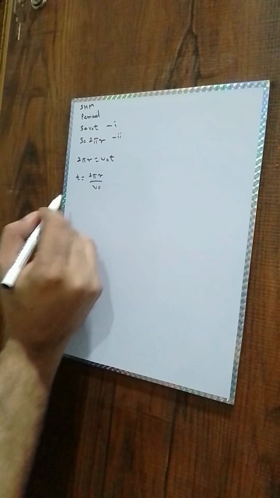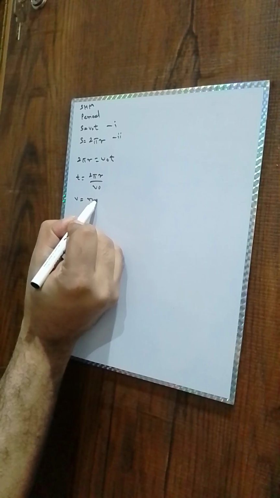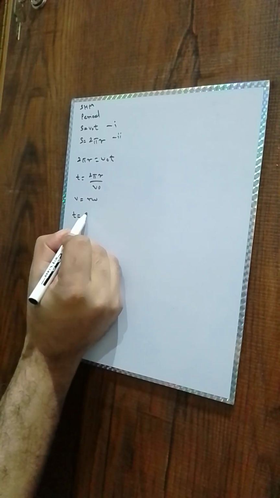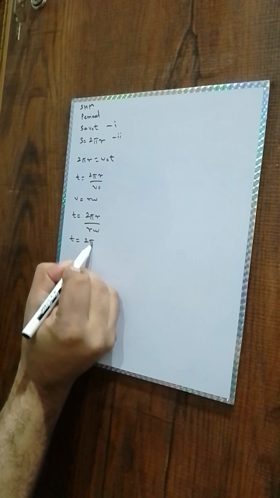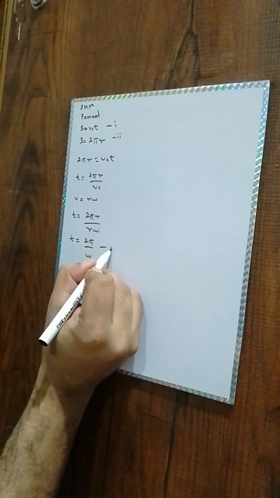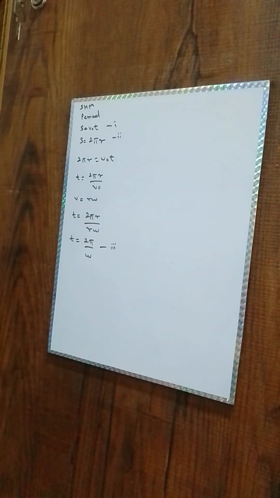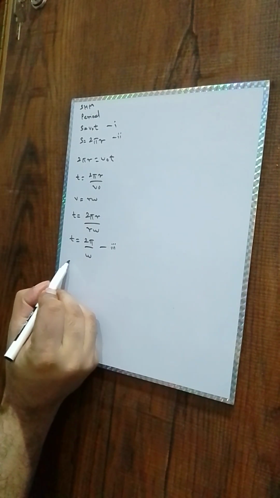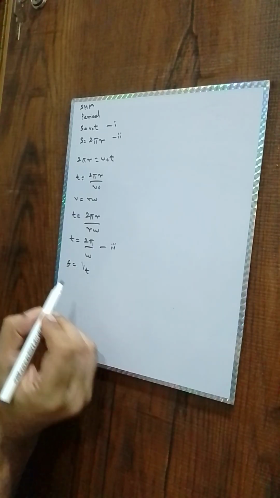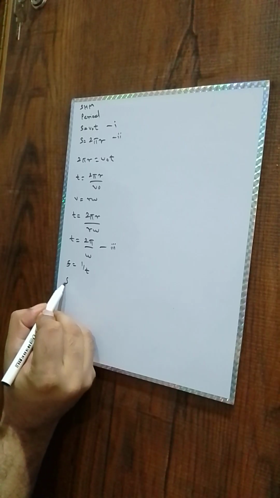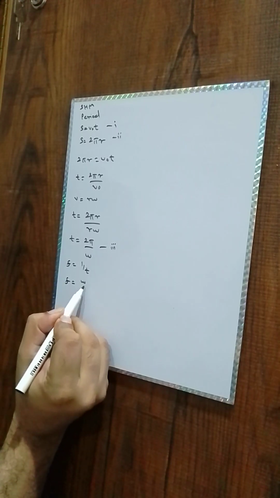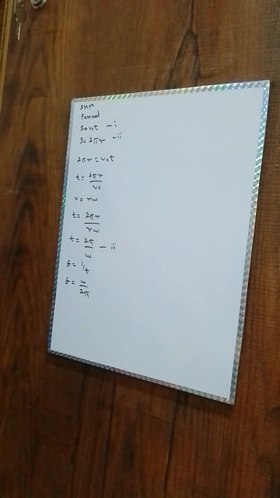Okay, so wait, V is our omega, which is denoted by a V naught here. So T would be 2 pi r by r omega. So T would become 2 pi by omega. So this is the time period, and for frequency we will take the reciprocal. F is equal to 1 by T. So F is equal to omega by 2 pi. So this also is significant.